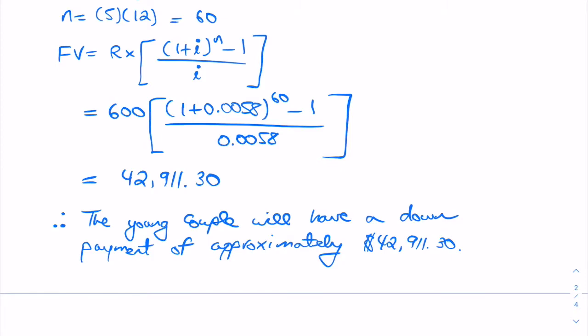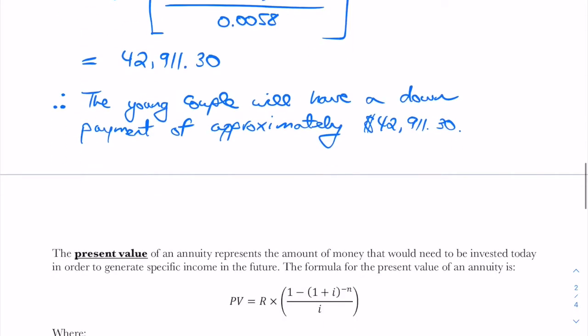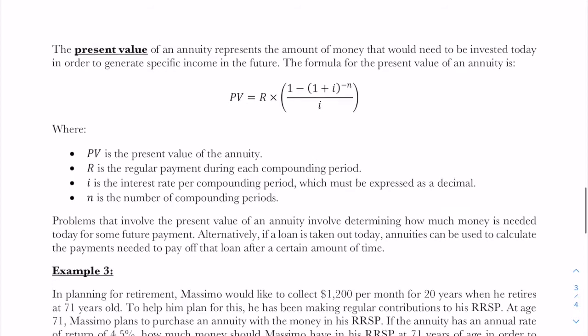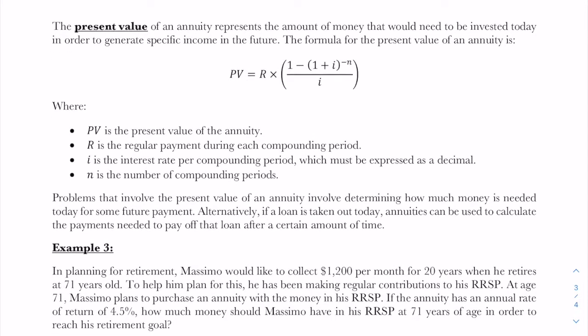Moving on to the second half of the lesson, present value annuities. The present value of an annuity would represent the amount of money that's needed today in order to generate some sort of specific income in the future. Here's the formula for present value annuities. It looks very similar to future value annuities, but it is different.